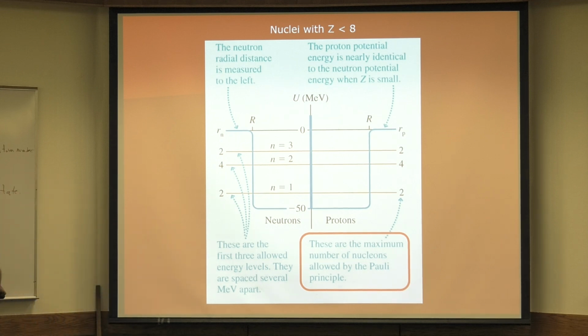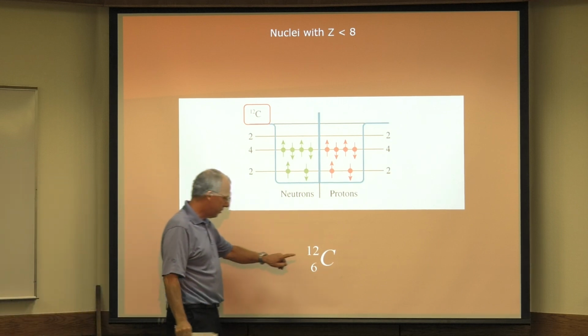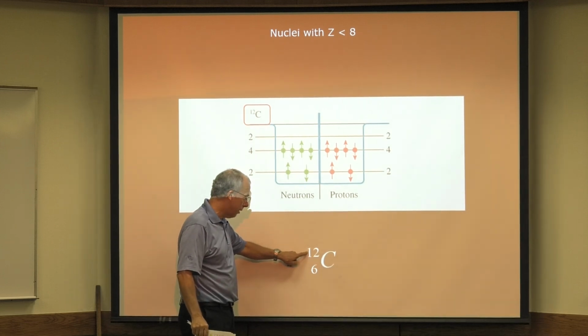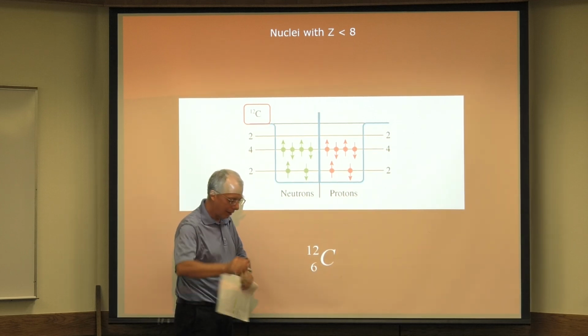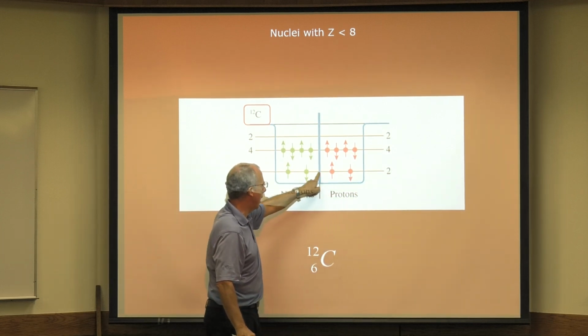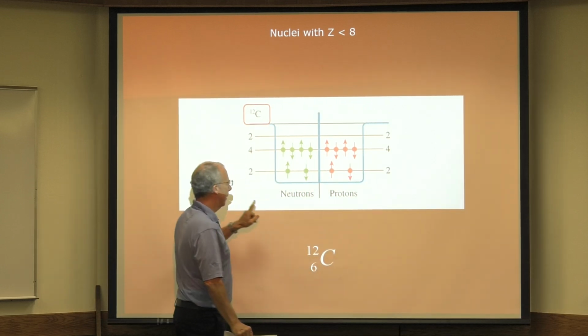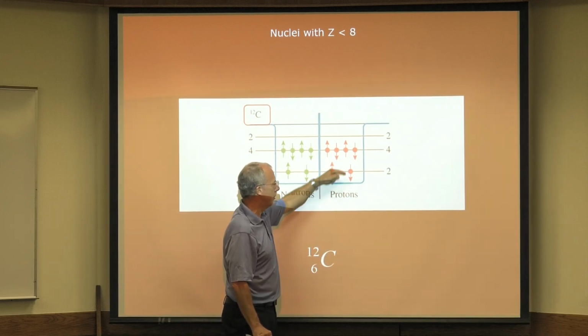Great. All right. So let's use this. So let's consider carbon-12. Now this will make sense. Carbon-12 has 6 protons, 12 nucleons. Well, 6 of those are protons, so the other 6 have to be neutrons. Now remember, you can only have 2 nucleons in this state. You can have 4 in this state. By the way, the up and down is a spin that we'll talk about next chapter. So this is spin up, spin down.